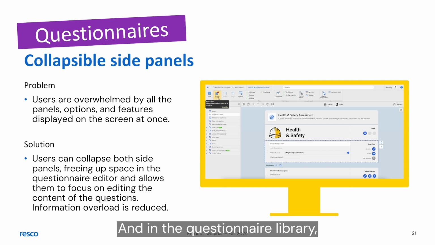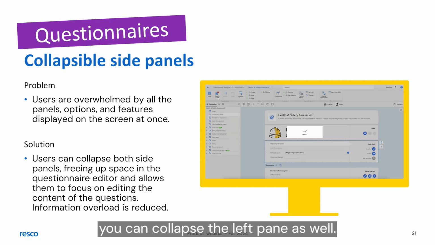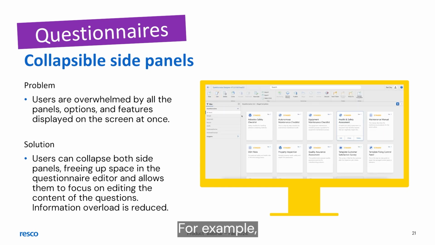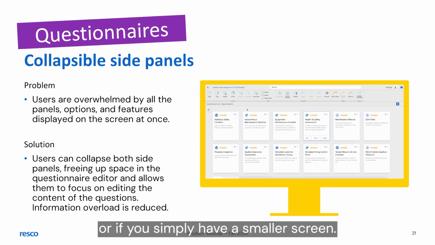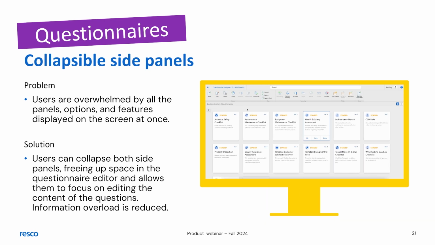And in the questionnaire library, you can collapse the left pane as well, for example, if you don't want to use the filters or if you simply have a smaller screen.